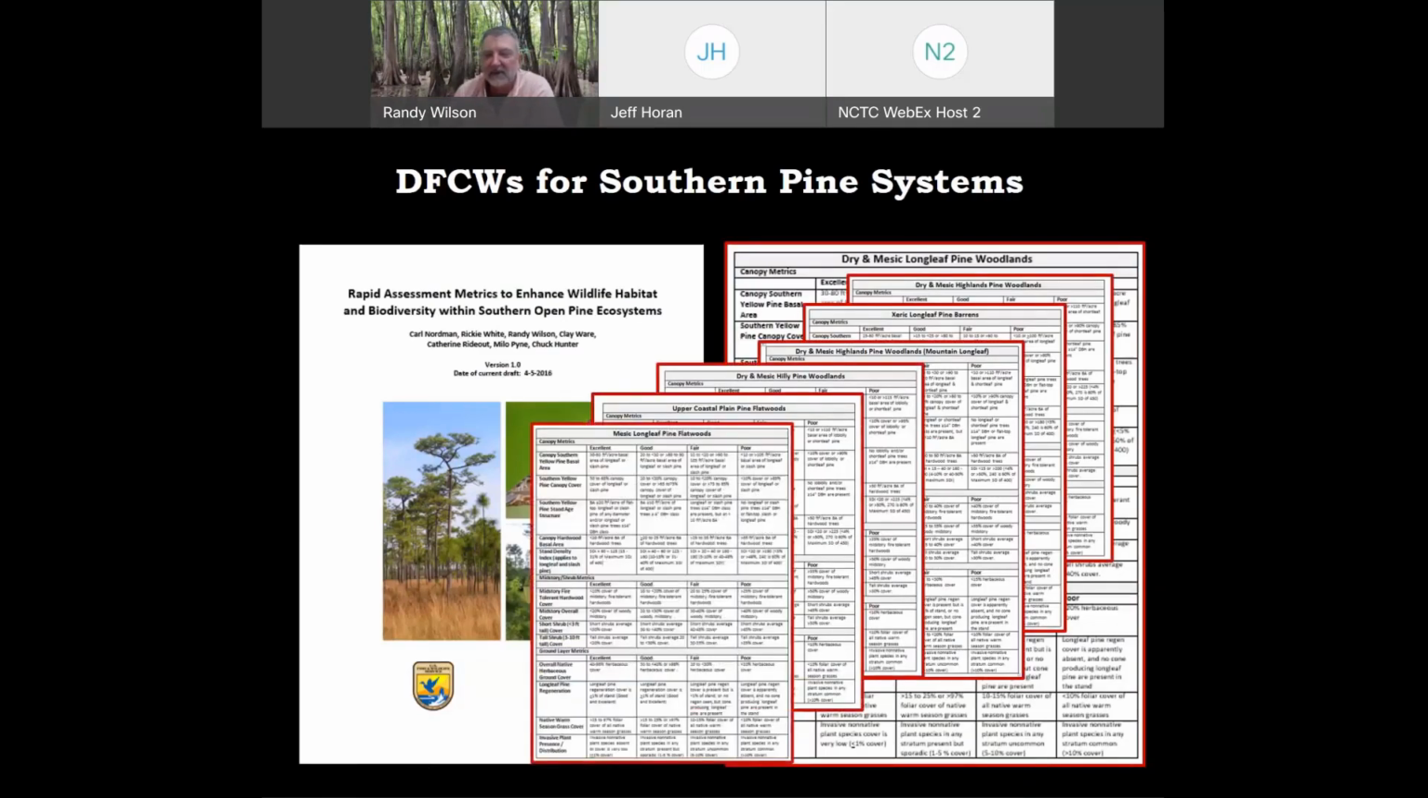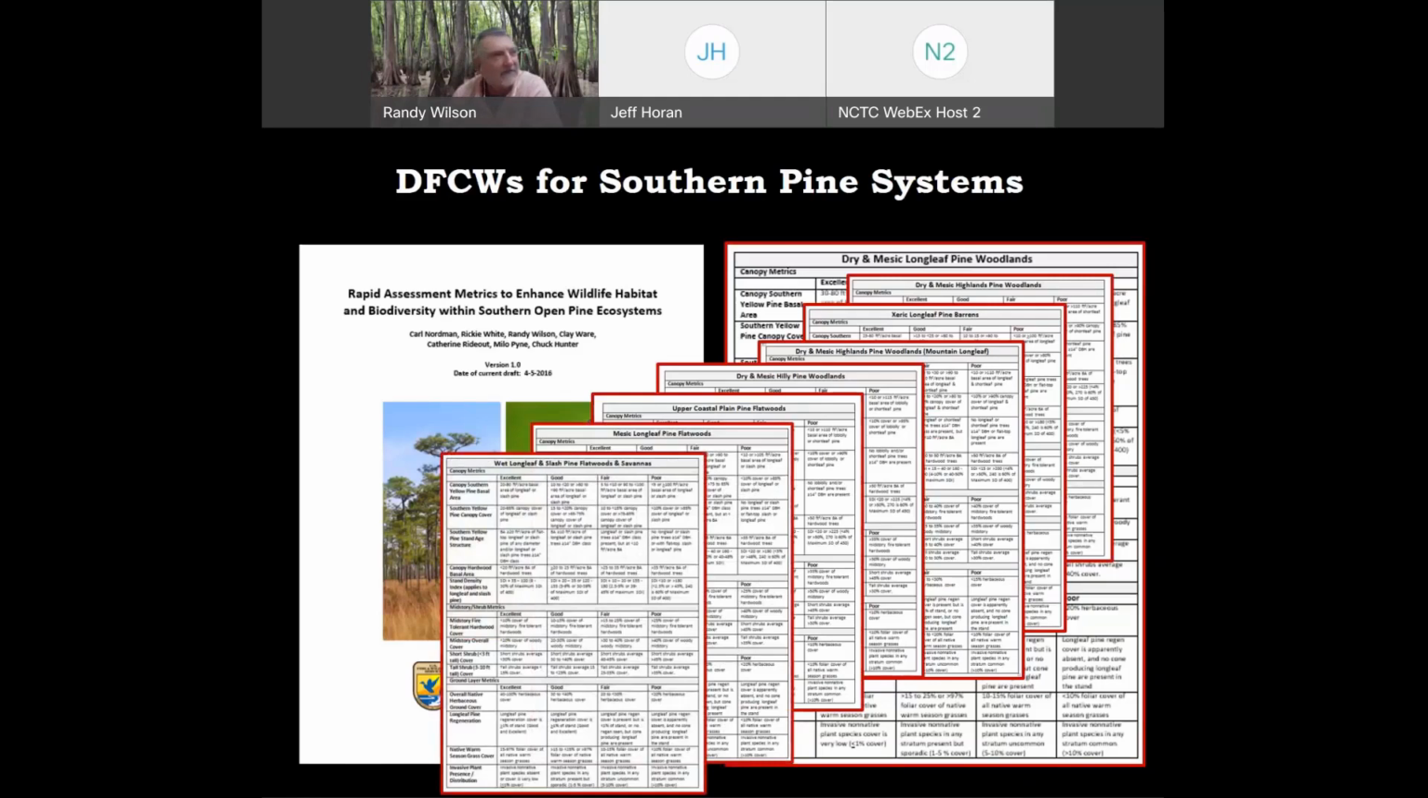This is where I was hating Bob Ford for a while, because I told him I'd do longleaf, and I didn't realize that longleaf was like 8 different systems. But anyway, we did all of them.